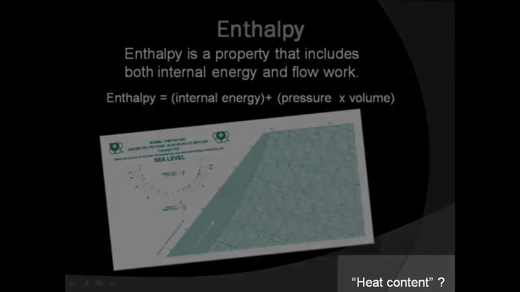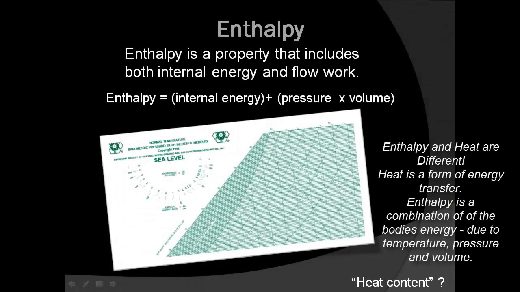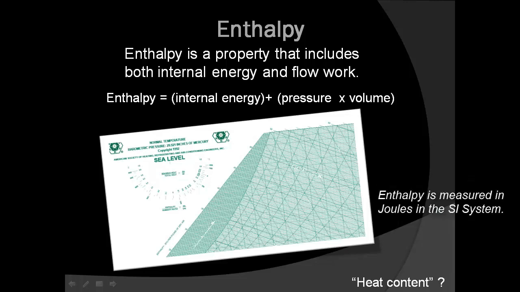Scientifically speaking, this is not correct, but it is used so often that for purposes in discussing psychrometrics, we will accept this definition. The units for enthalpy in the imperial system is the BTU, and specific enthalpy is BTU per pound. In the metric or SI system of units, the unit of measure for enthalpy is the joule.